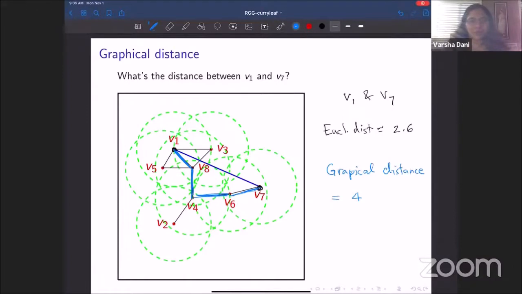Let me pause here and make sure that everybody understands these 2 notions of distance for a geometric graph, because that's crucial. The Euclidean distance is just the distance that you all know and love. The graphical distance is when you aren't allowed to go as the crow flies. Instead, you have to go along these graph edges. It's like when you're walking outside, you have to go along roads. So the distance is the shortest path.